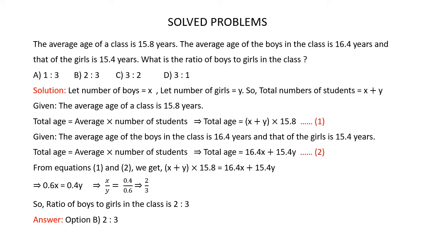On solving we get x divided by y is equal to 2 divided by 3. So the ratio of boys to girls in the class is 2 is to 3. The correct answer is option B, 2 is to 3.